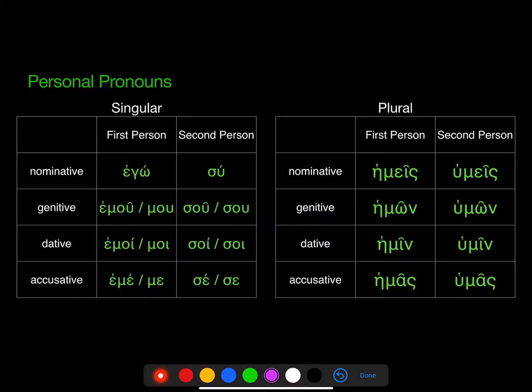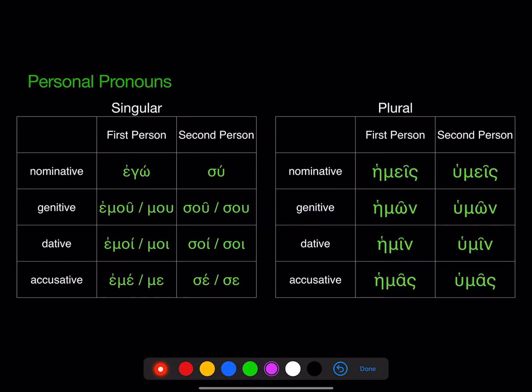So here they are, the personal pronouns for the first and second person, singular and plural. Let's start by looking at the first person personal pronouns, the first person singular, ego. And then in the next forms, you can see there are alternative forms, emou or mou, emoi or moi, eme or me. These second forms are enclitic, and those are the forms that you'll ordinarily use. These first forms with the accent are emphatic.